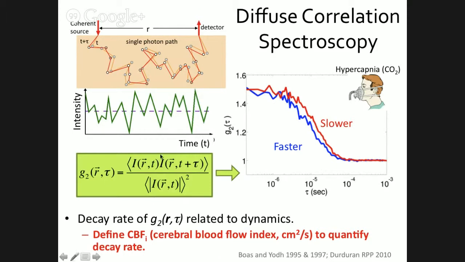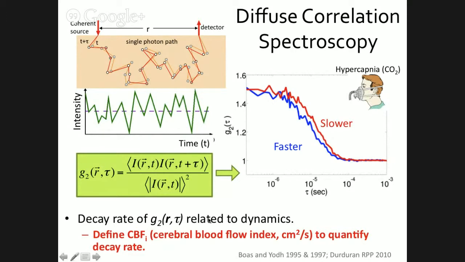And so the faster the intensity fluctuates at the detector, the faster the particles are moving in the tissue. So we use this intensity autocorrelation function to quantify these intensity fluctuations, where the faster the intensity autocorrelation function decays, the faster the flow in the tissue. So this is sample data from a hypercapnia challenge that we did. The red curve is the baseline room air condition, and the blue curve is during hypercapnia, where you expect to see increased cerebral blood flow. You can see the curve decays faster.